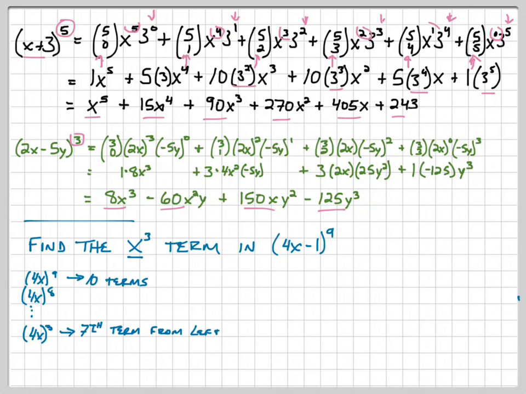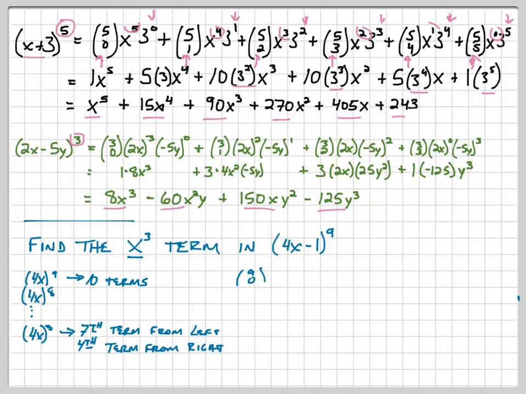Now, we saw with our coefficients that we also met a pattern. So we could go from the left or we could go from the right. So if we counted from our 4x to the 0 power, we would go 0, 1, 2, 3, and it would be the 4th term from the right. So either one of these, you can go from the left or the right, whatever is more convenient for you, whichever works easier for you.